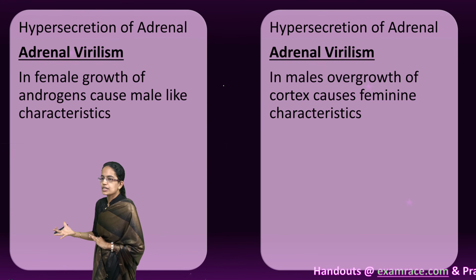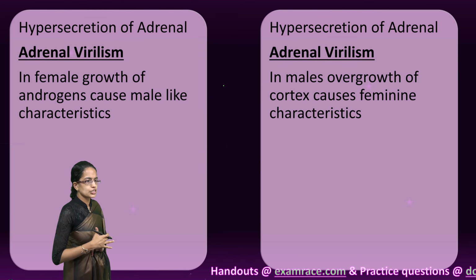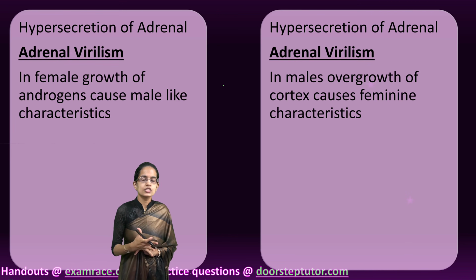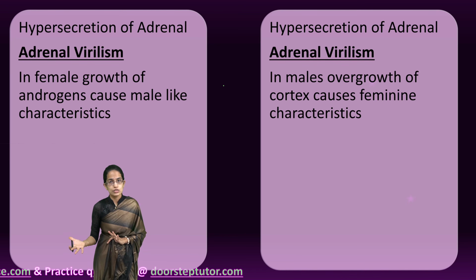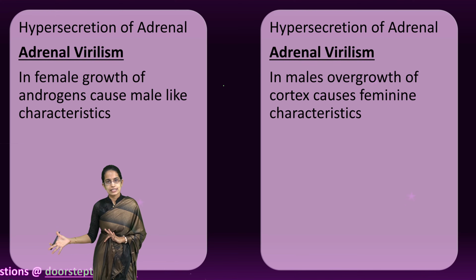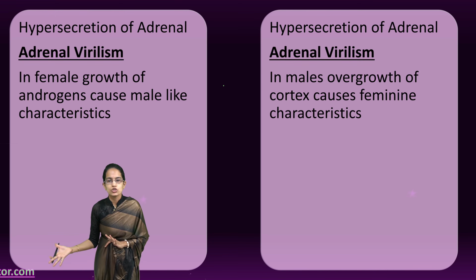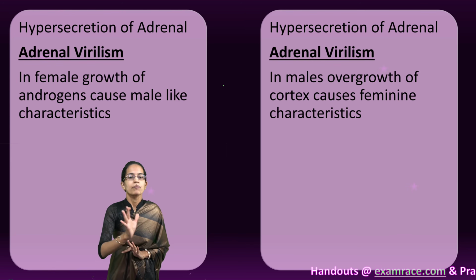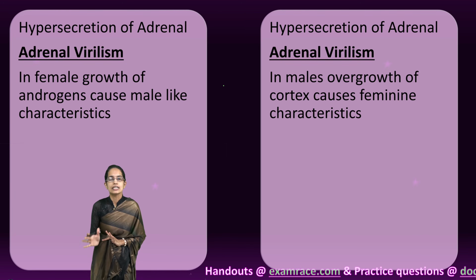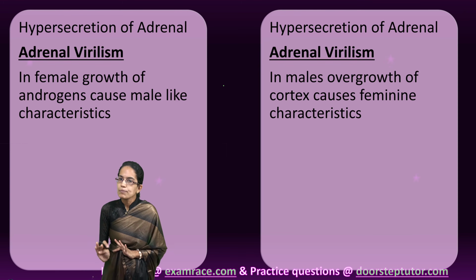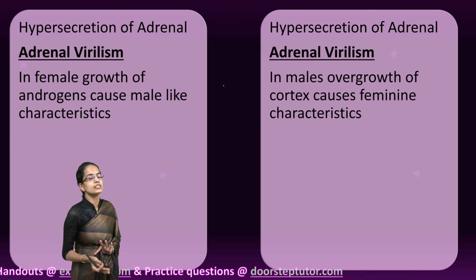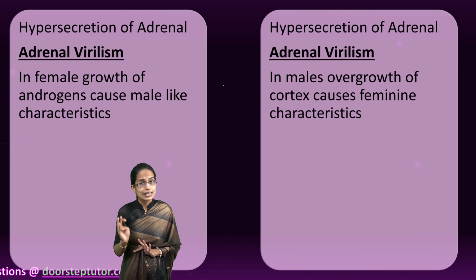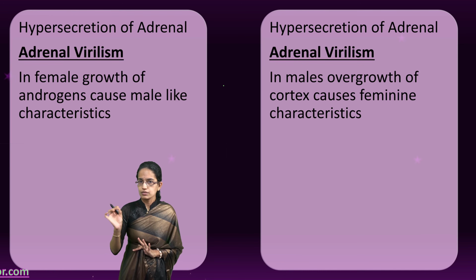The next is the adrenal virilism. Now, adrenal virilism is due to hypersecretion by adrenal glands, and in females this is due to the growth of androgens which cause male-like characteristics. However, in males, it is due to the overgrowth of cortex which leads to female-like characteristics. And this is known as adrenal virilism. So, three important diseases with adrenal glands. First is the disease due to hyposecretion, which is Addison disease. Bronzy skin is the most common symptom.